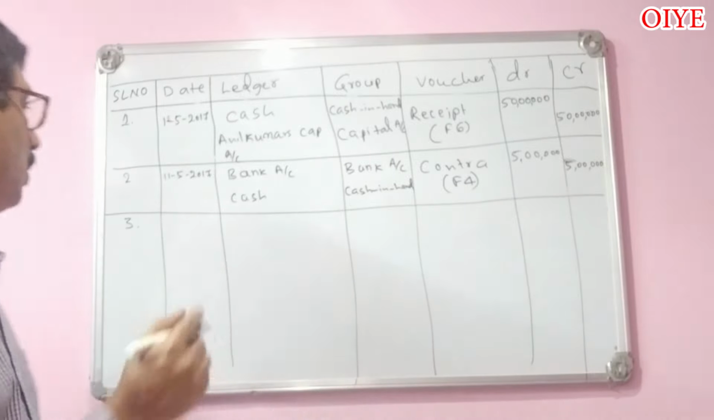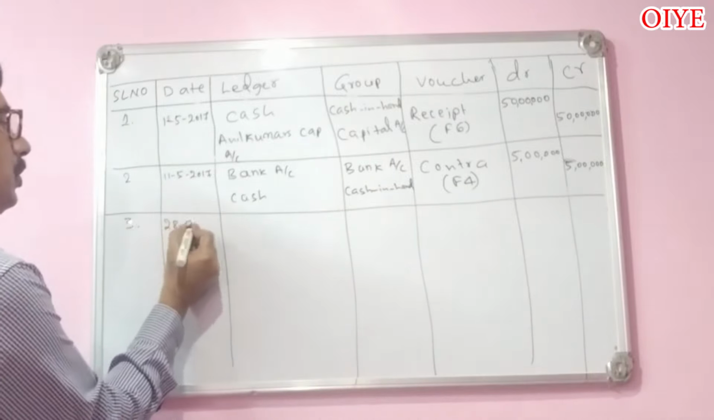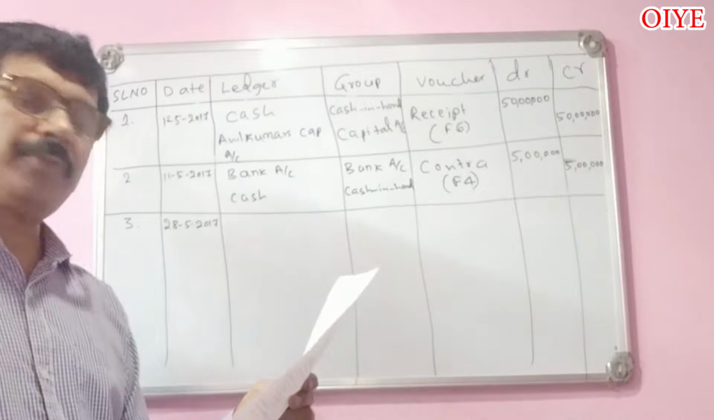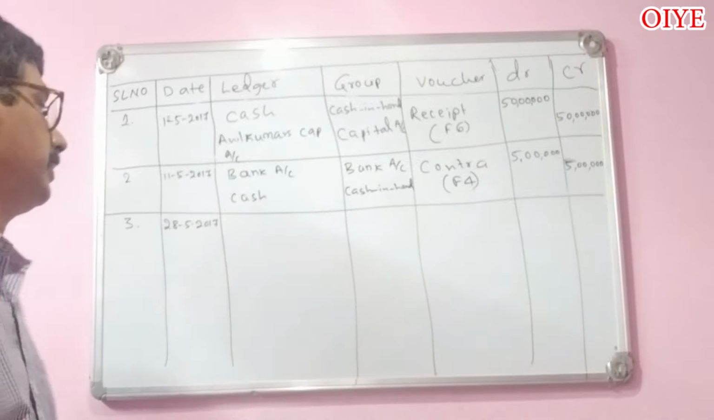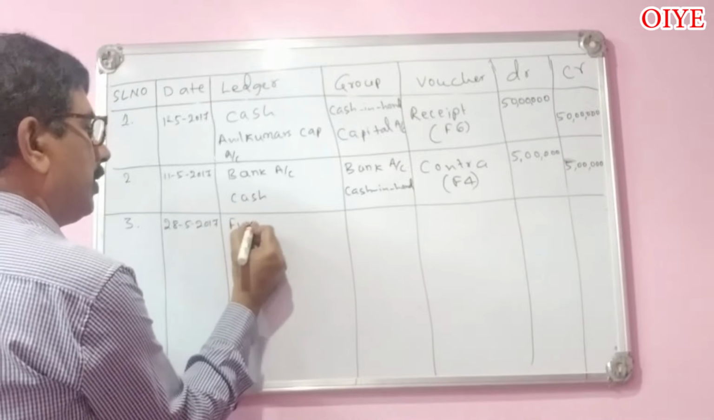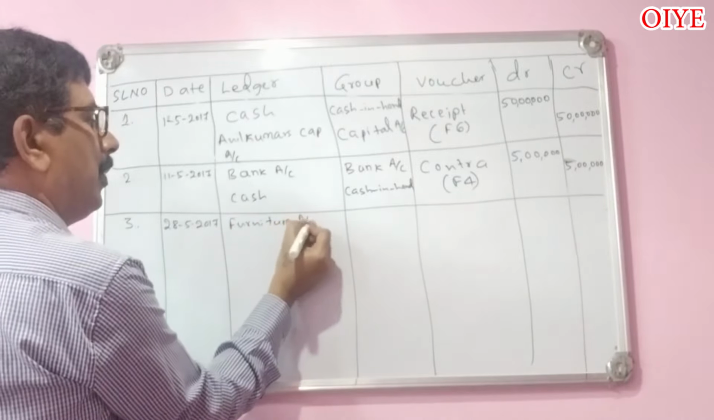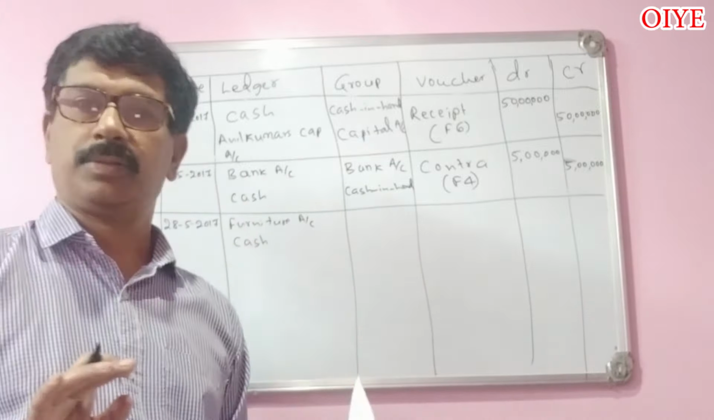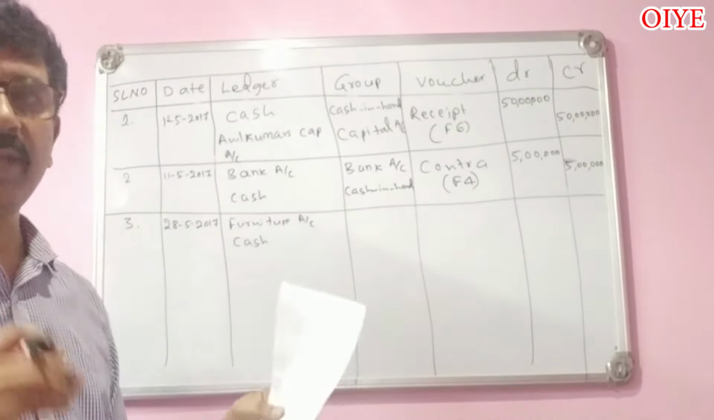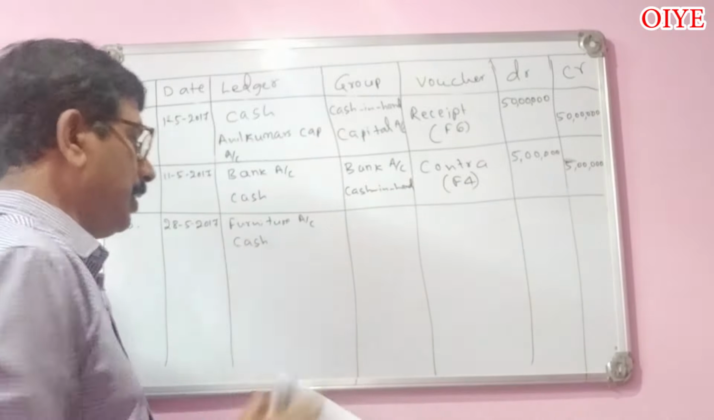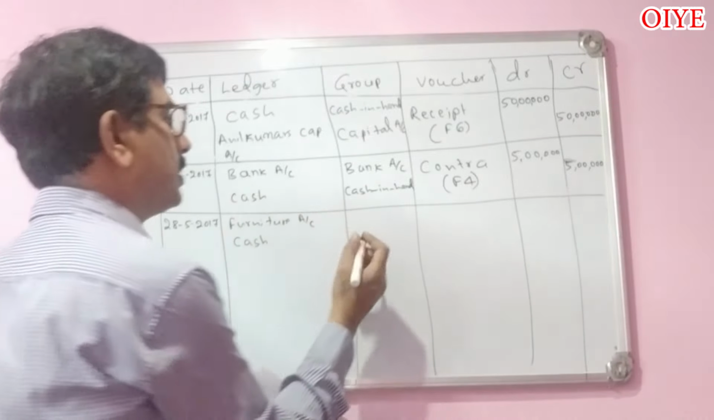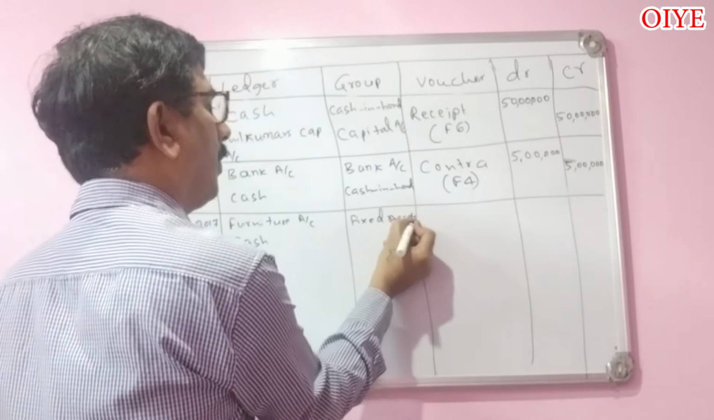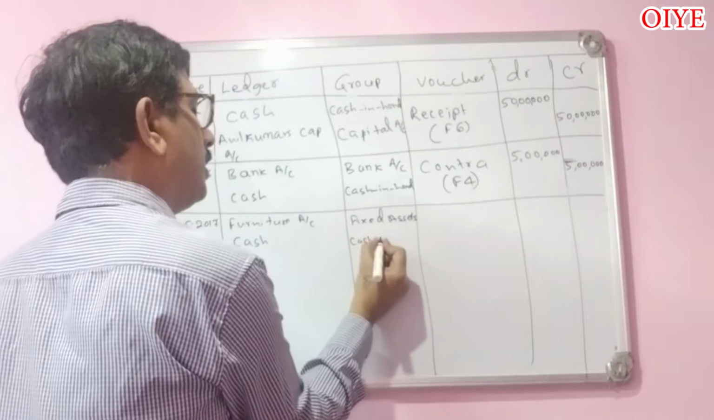Third entry is on 28/5/2017. Purchased furniture for rupees 2 lakh. So we have to take furniture account and the mode is not mentioned, then take cash. If the mode is not mentioned from where it has taken, cash or bank, then directly you have to take cash account. Furniture account, cash account. Furniture account comes under fixed asset. And the cash comes under cash in hand.